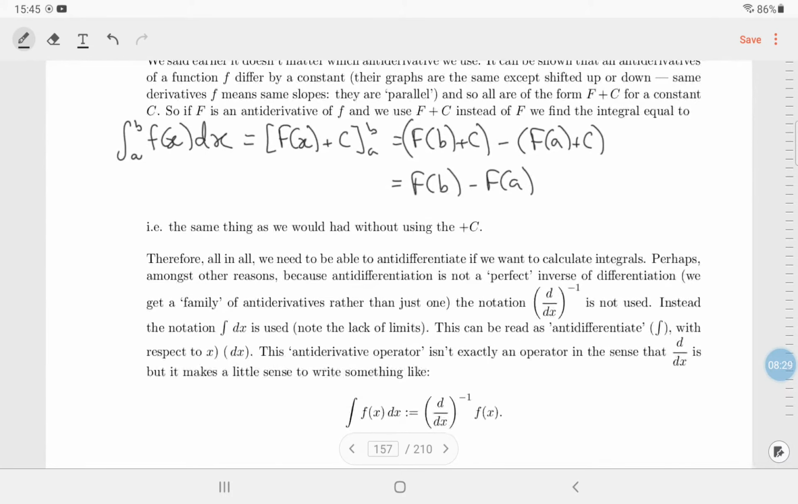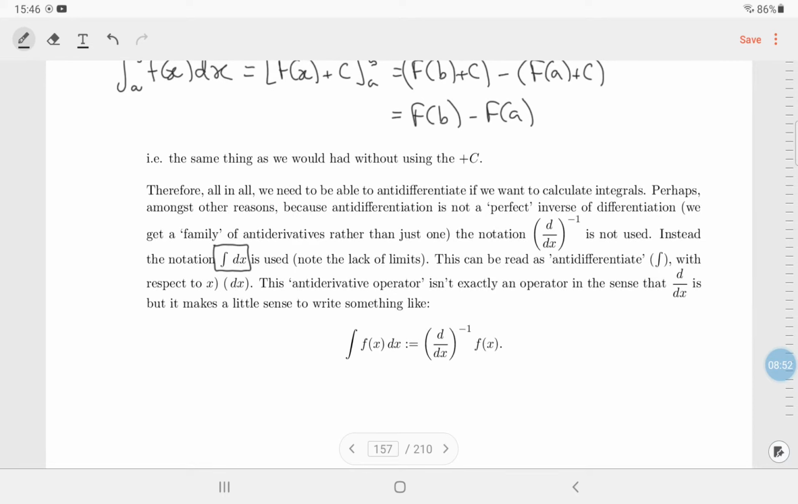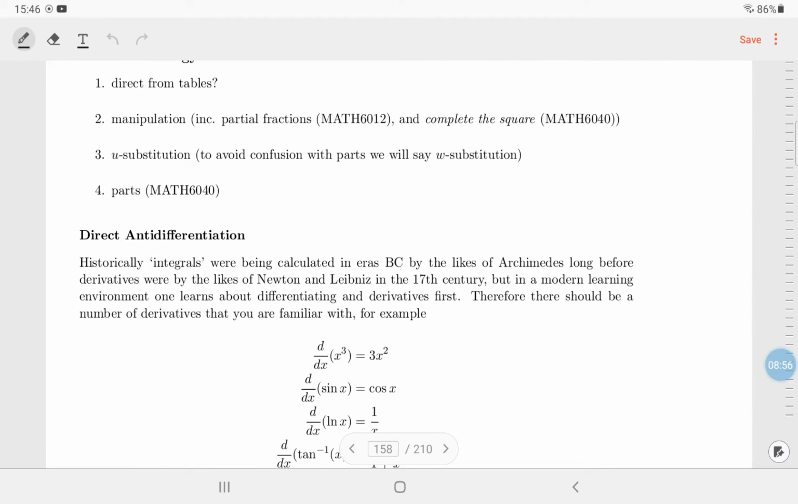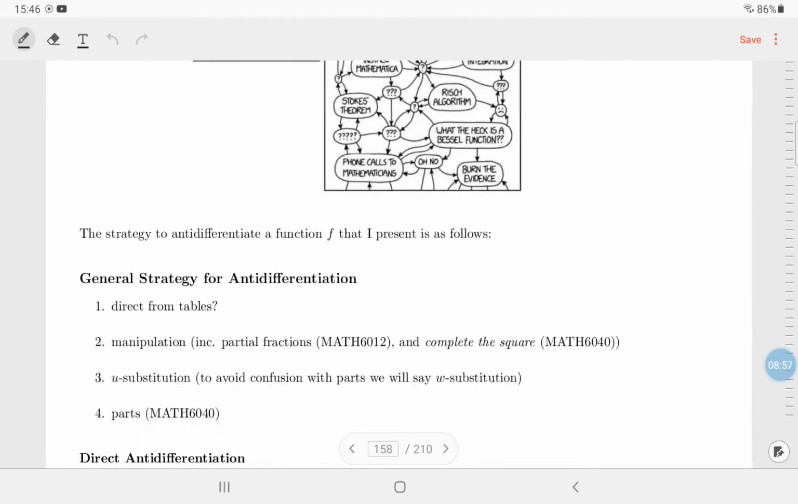Now, for various reasons, we don't actually use this d/dx inverse notation. Instead, this is the symbol for antidifferentiate with no limits. You can read it as antidifferentiate with respect to x. It isn't exactly an operator because it doesn't go from function to function. It goes from function to family of functions. It makes a little bit of sense to write something like this.